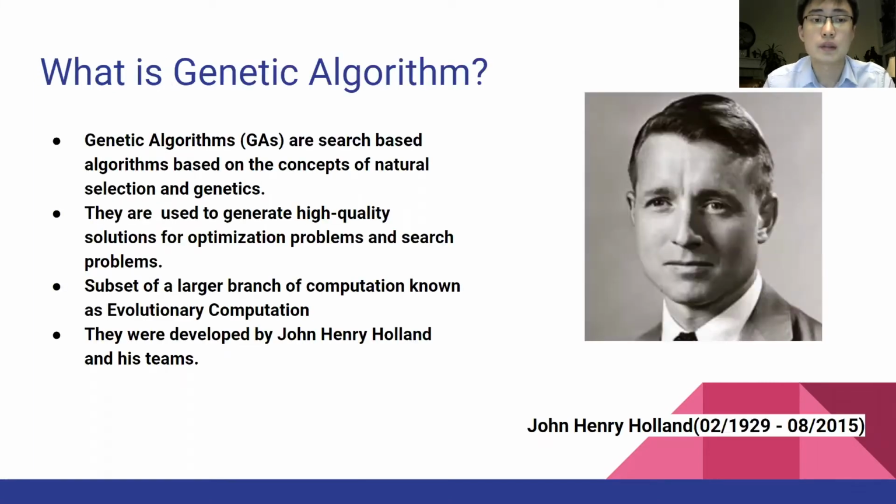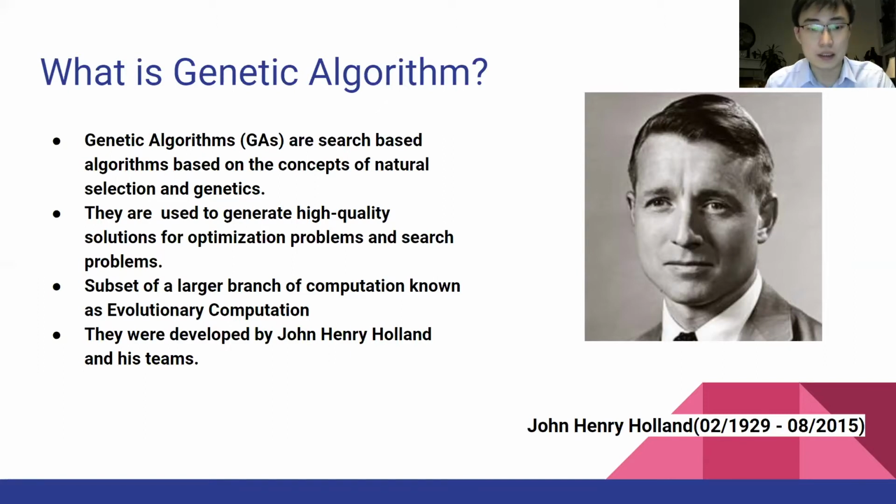First question, what is a genetic algorithm? A genetic algorithm is a search-based optimization technique based on the principles of genetics and natural selection. They are used to generate high-quality solutions for optimization problems and search problems. It is a subset of a larger branch of computation known as evolutionary computation. It was developed by John Holland and his team.